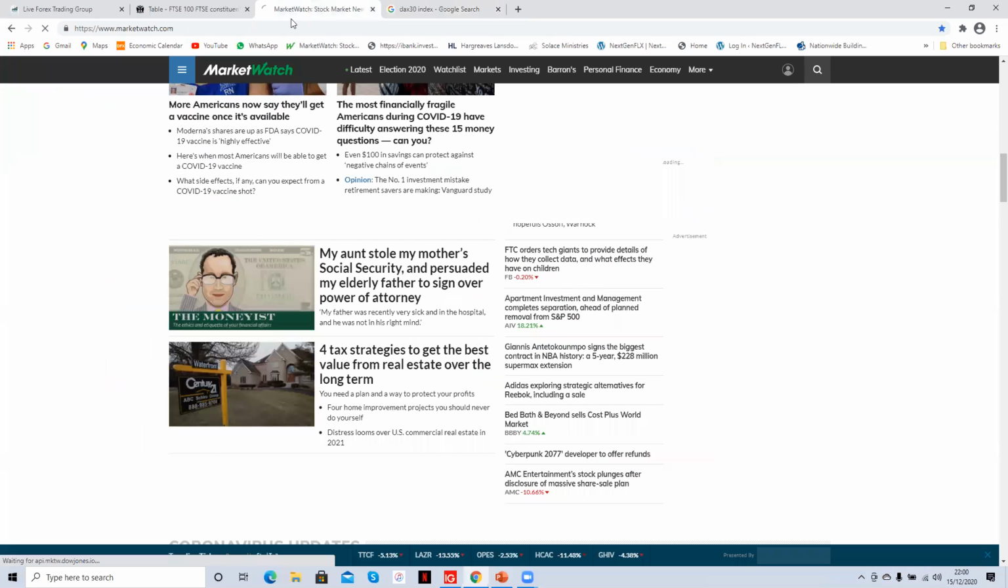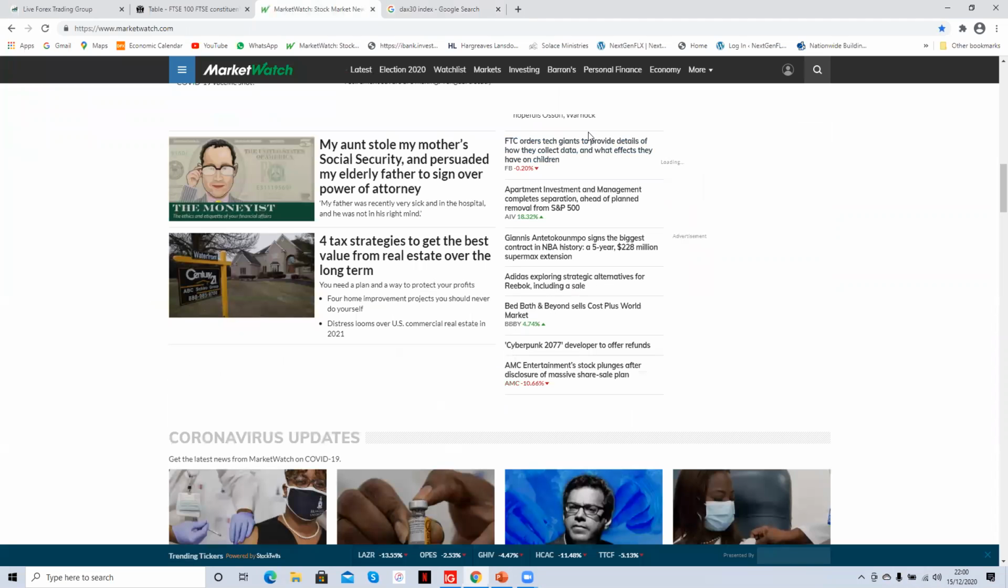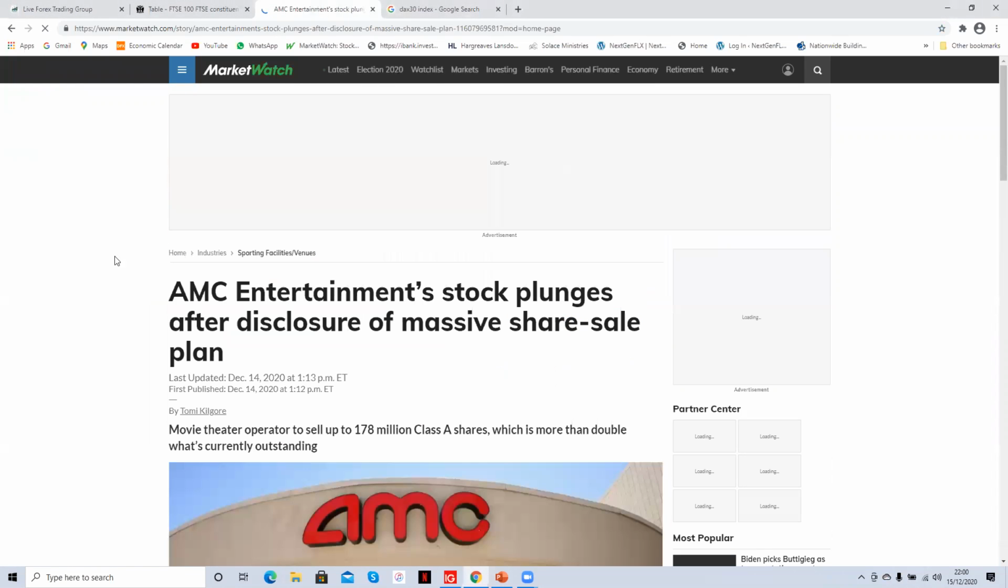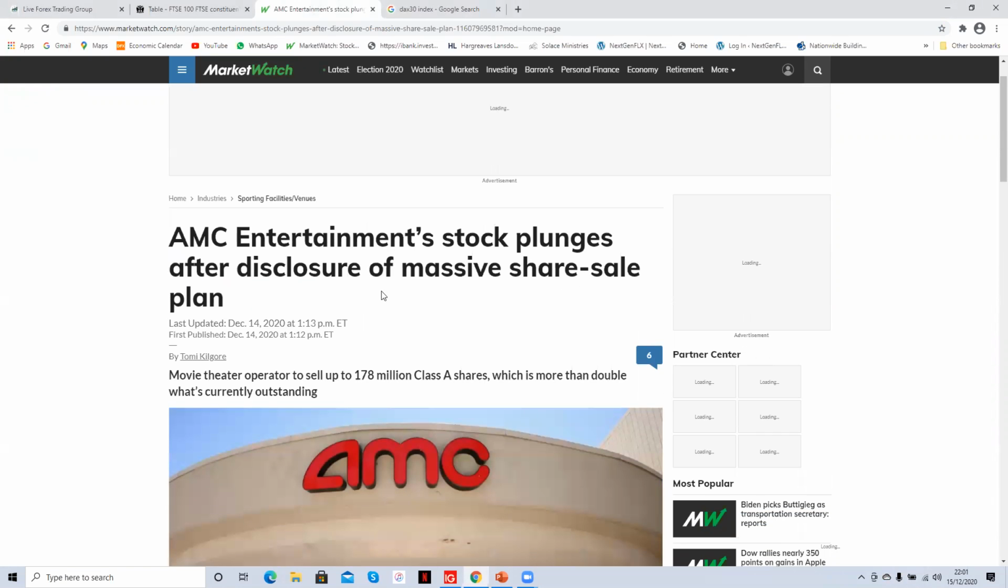I just noticed something here on the market watch. If you are trading the US stock market now, you can see here where it says AMC. We would ignore information like this when trading currencies. But when you're trading indices, you need to look at the market watch in more detail, because you can see here where they say AMC Entertainment stock plunges after disclosure of massive share sale plan.